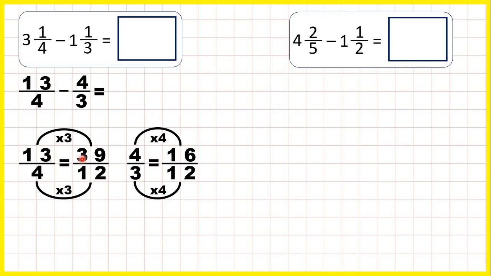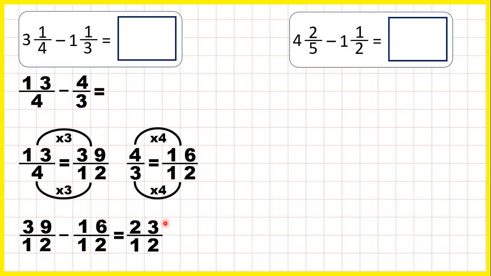So now we can rewrite our question again. So remember, first of all, we rewrote the question with the mixed numbers as improper fractions, but now we have our equivalent improper fractions, we can rewrite the question again. So instead of 13 quarters, we can write 39 twelfths, and instead of subtracting 4/3, we can subtract 16 twelfths. So now that we've got our denominators the same, we can keep the denominator the same in our answer, and we have 39 minus 16, which is 23.